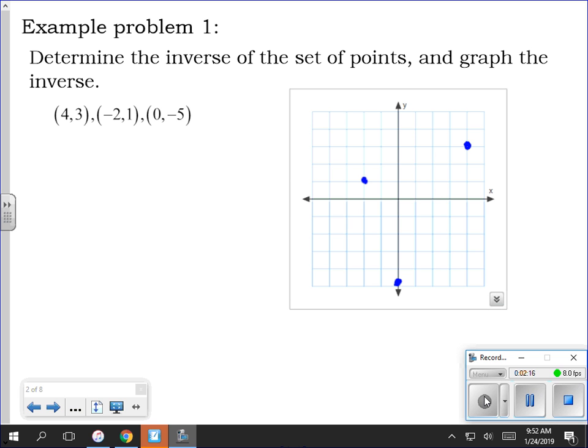And you want to find the inverses. Now pay close attention. Pay very, very close attention. Here's how you do the inverses. The inverse of the point 4, 3 is the point 3, 4. Beautiful. The inverse of the point -2, 1 is the point 1, -2. And the inverse of the point 0, -5 is -5, 0. Ooh.